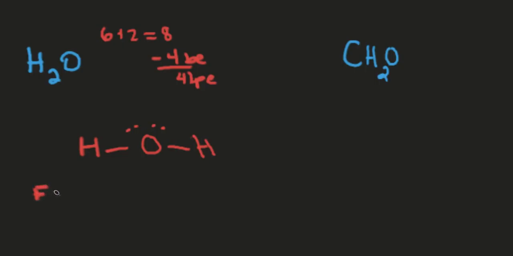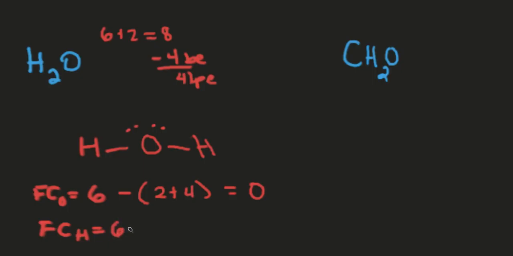Let's check the formal charges. Formal charge for the oxygen would be 6 valence minus 2 bonds plus 4 lone pair electrons. 2 bonds, 1, 2, 3, 4. So that gives you 6 minus 6, which is 0. Formal charge for the hydrogen is, oops, my brain was copying and pasting, it seems. 1 minus the 1 bond plus 0 lone pairs. So they all match up.